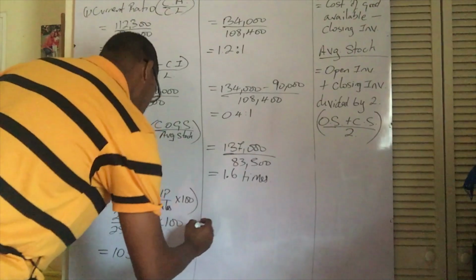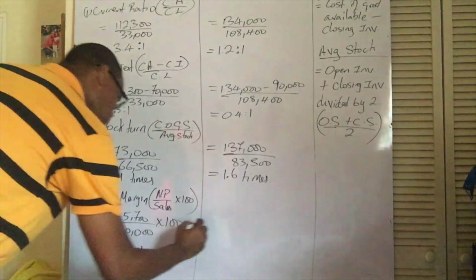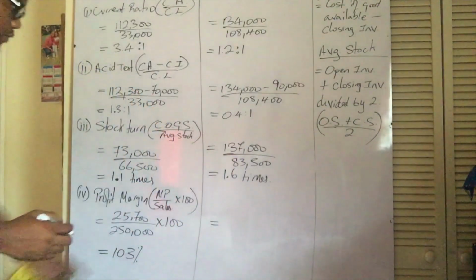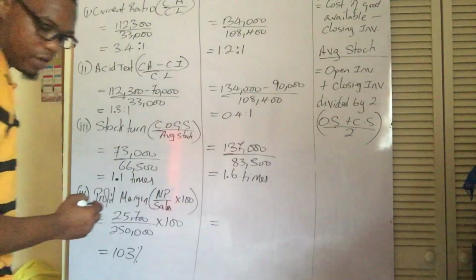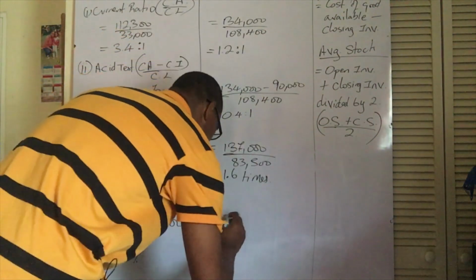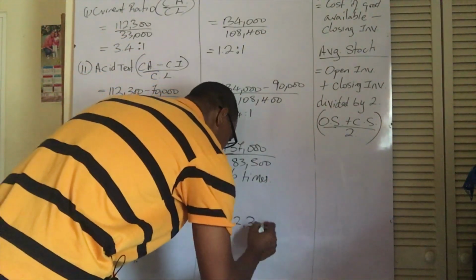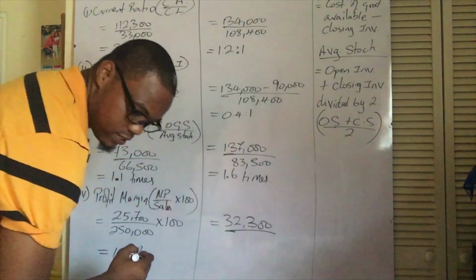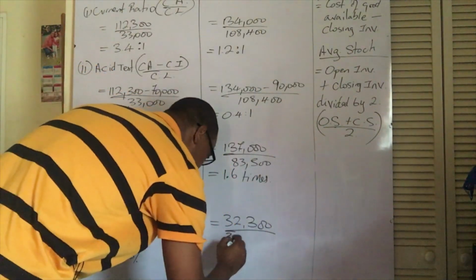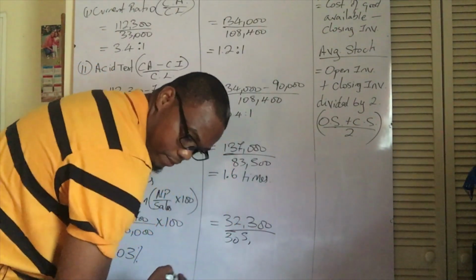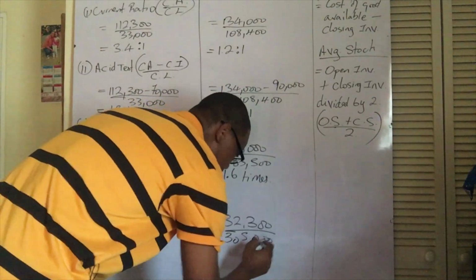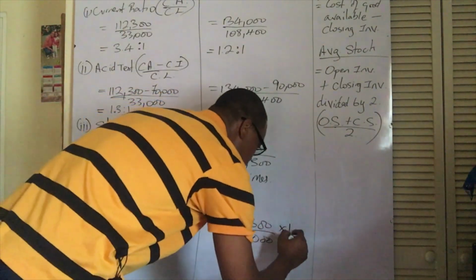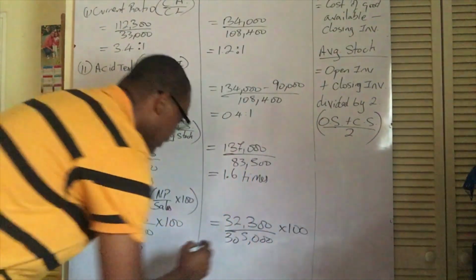Yeah. So for Budai, their net profit was 32,300 divided by their sales, a higher sales figure by the way, 305,000, multiplied by 100. And the answer to that is what?